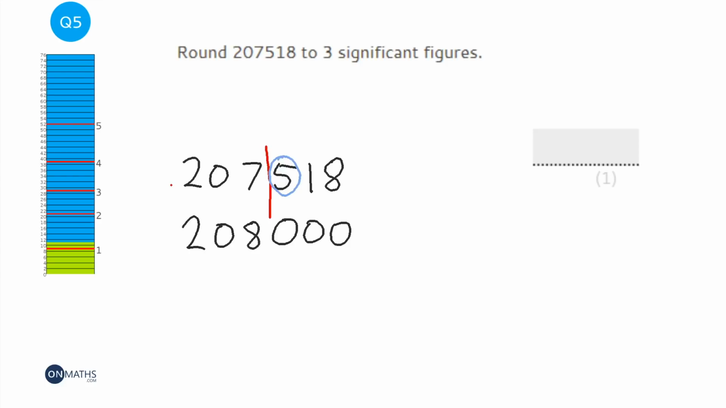But these three zeros here are what we call placeholders. So, for instance, if you're asked to estimate the size of a crowd and there were 207,518 people, you wouldn't say that that was roughly 208 people. You would say that's roughly 208,000 people.